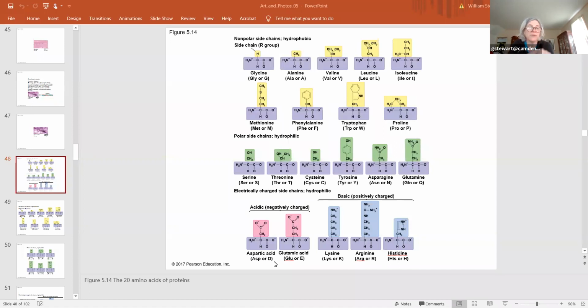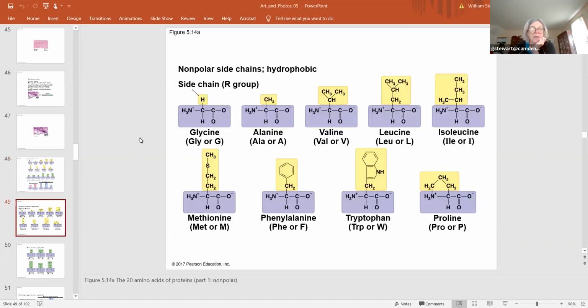So this first slide that I've put up here is a list of all 20 amino acids. So proteins, the monomer for proteins, or the building block for proteins, is what is called an amino acid. And it is called that because, I'll give you a bigger picture here, if we just look at some of them at this time.